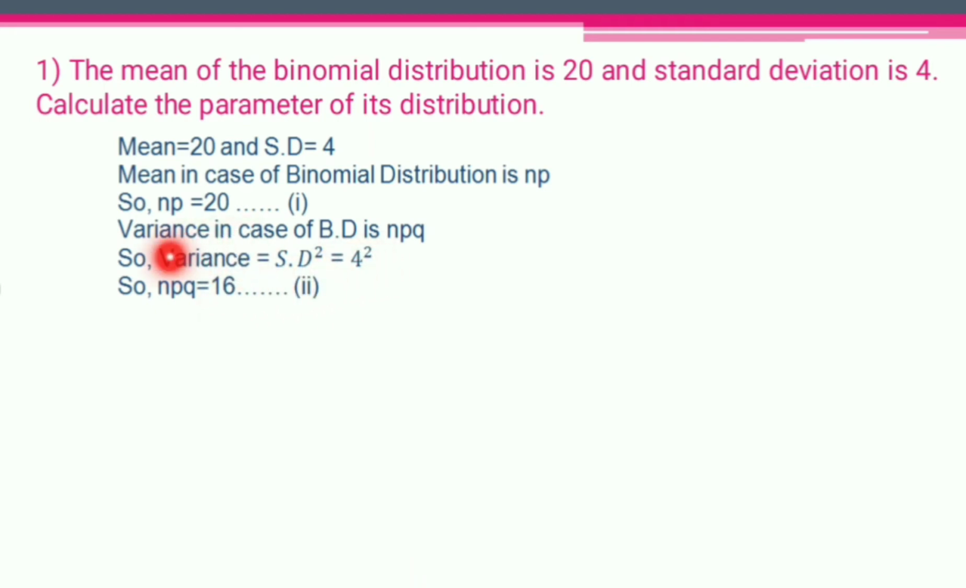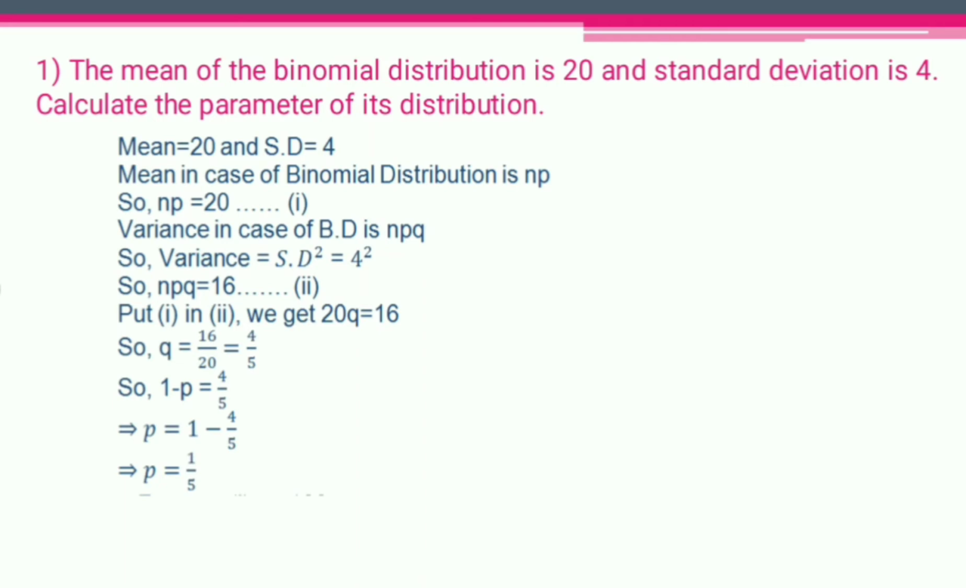And variance in case of binomial distribution is given by n into p into q. So n into p into q is 16 and n into p is equal to 20. We name this equation 1 and this equation number 2. So now we'll put equation 1 in 2. Putting equation 1 in 2, instead of np, put here 20. So we'll get 20q equal to 16. And from here, q will be equal to 16 upon 20, which is equal to 4 upon 5.